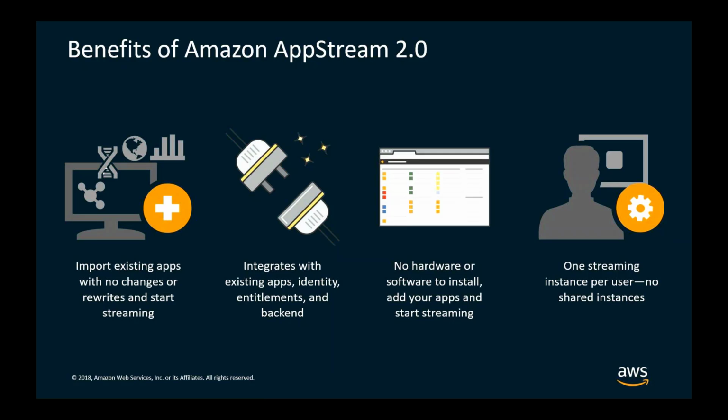And AppStream 2.0 gives you 1 streaming instance per user. So there are no shared instances. As new users connect, additional instances will spin up to address their needs.